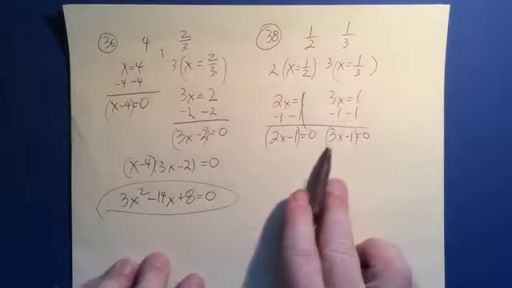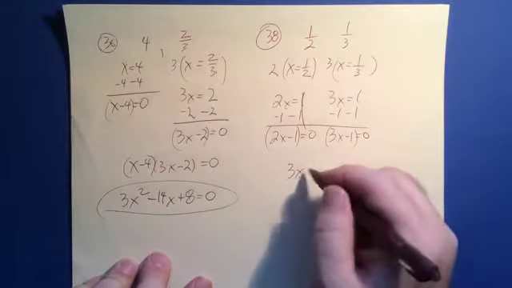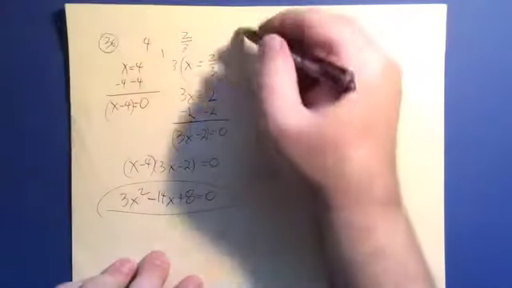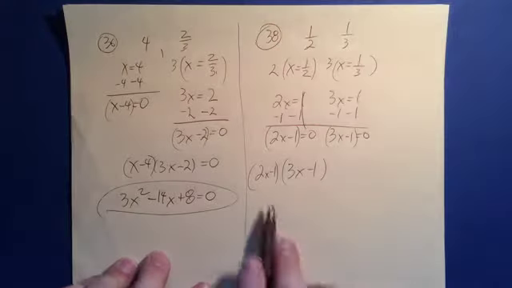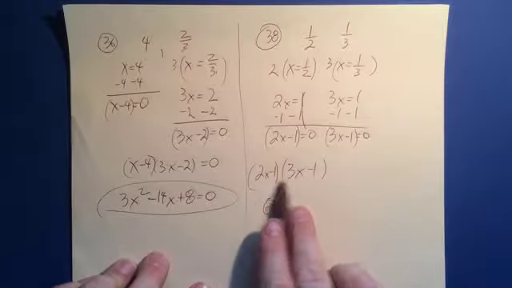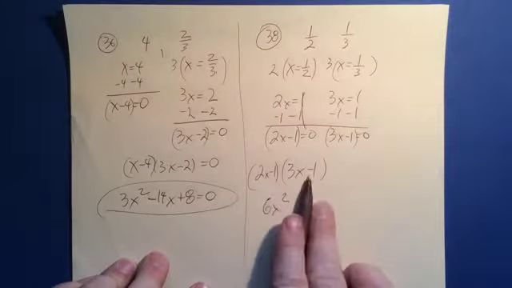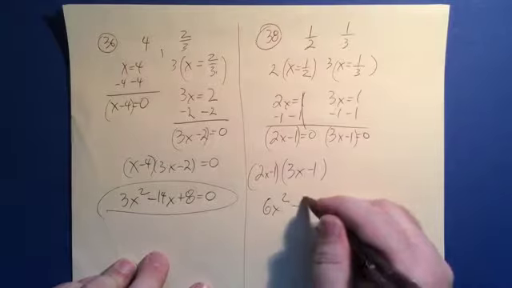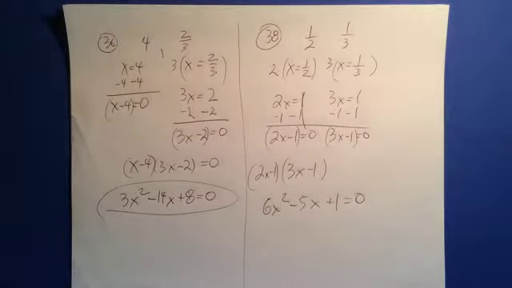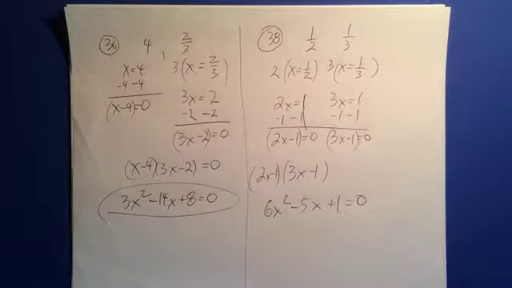So now I'm going to take 2x minus 1 and 3x minus 1, and I'm going to multiply those together. So I've got 6x squared. Negative 1 times 3x will be negative 3x. Negative 2x times negative 1 will be, so it'll be negative 5x plus 1. And that's going to equal 0. And there is my original quadratic equation for that problem. So we have 6x squared minus 5x plus 1. Okay, that checks with what's in the book, and that's what I'm running with.